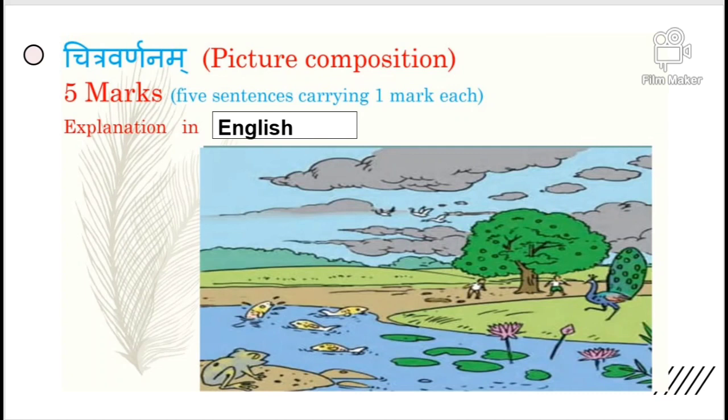The first one, observe the picture well and analyze it. That means what type of picture is given, what are the things seen in the picture, etc. And number 2, connect the picture with the words given in the box. Third one, sentences should be framed in present tense only.